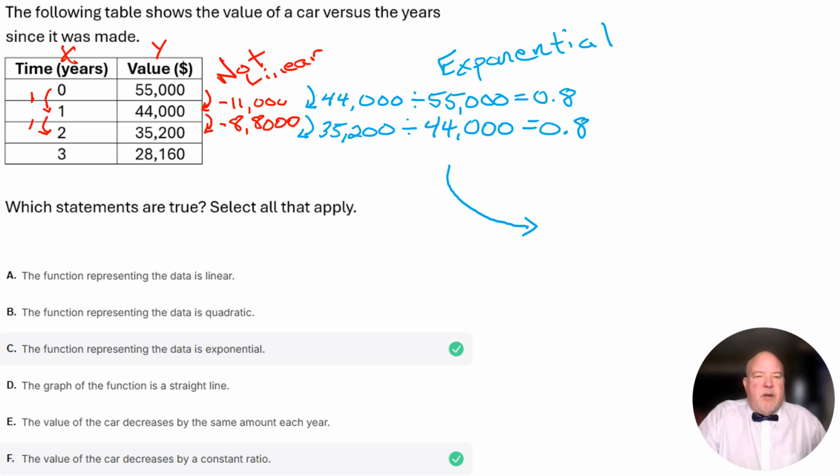E says the value of the car decreases by the same amount each year. We already figured out that that's not true because it decreases by different amounts here. And then F says the value of the car decreases by a constant ratio. That's what we tested when we tested for whether it was exponential, and it was a constant ratio, so F is a good answer.